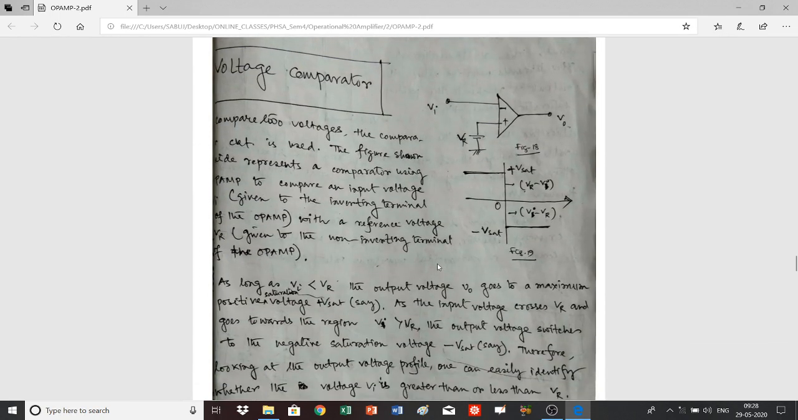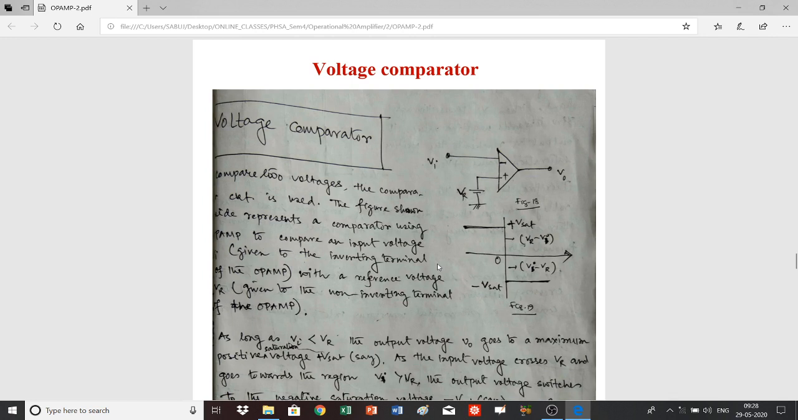Now come to the topic voltage comparator. So what is a voltage comparator? It is an electronic device which compares two voltages. Here an op-amp can be used for this purpose, and the voltage which is to be compared is applied to the inverting input terminal. The second voltage, with respect to which it is compared, is VR, and this voltage is called the reference voltage.